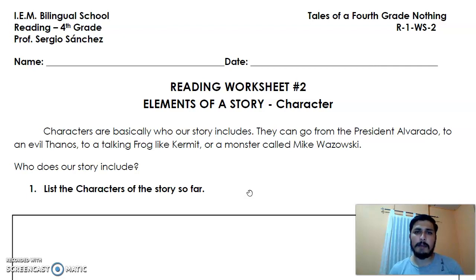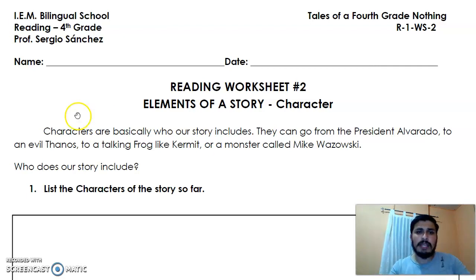Now, since in the previous video we learned about something really important, such as the setting of a story, we need to continue learning about the characters. What is important about the characters? Well, they respond to one question. Who? Who is in our story? Who is the principal subject, the person, the animal that appears in our story?